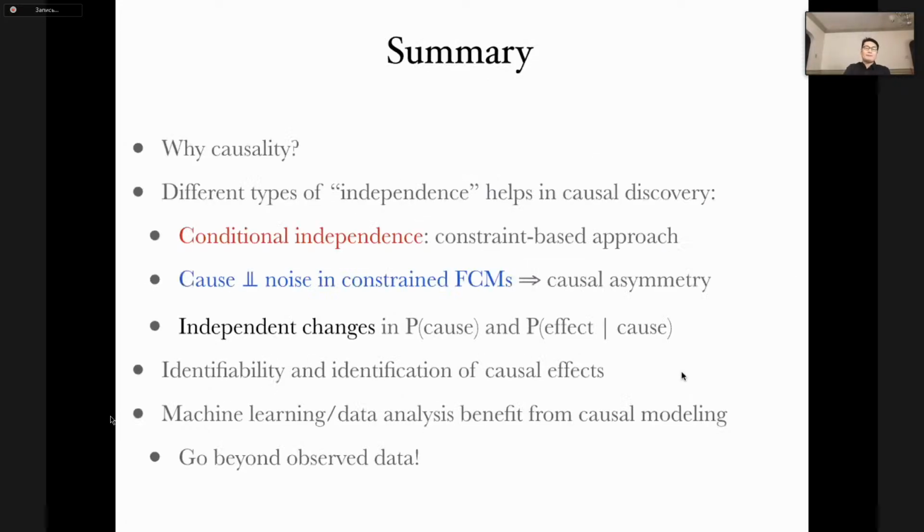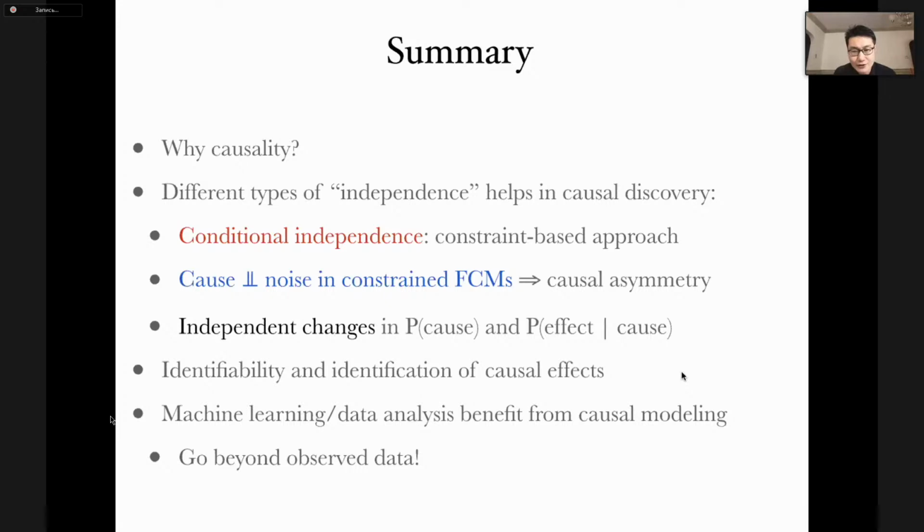Okay, to summarize, in this tutorial, I hope that I made it clear why we care about causality, what we can benefit from causality, and how we can learn causality. Regarding how we can learn causality, essentially we can make use of different types of independence. With conditional independence, we have the constraint-based methods. They are very general because they only rely on conditional independence relations. And with the independent noise condition, we can further find the causal asymmetry between two variables. As a consequence, we can even recover the whole DAG from observational data.